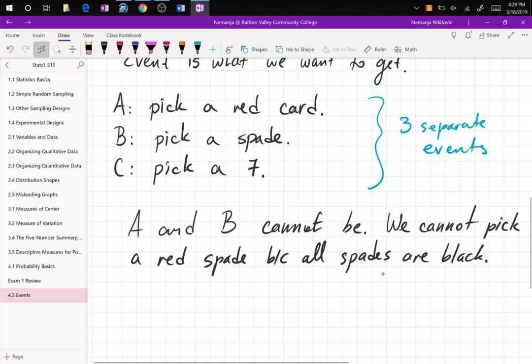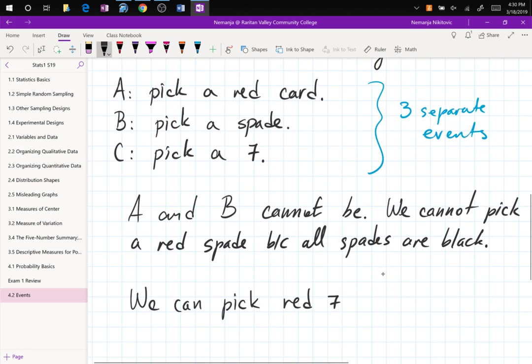Now, can you pick a red 7? Yes. We can pick a red 7. There are 2 of those, right? Diamonds and hearts. So there are 2 red 7s. So we can pick a red 7. So A and C can work together.